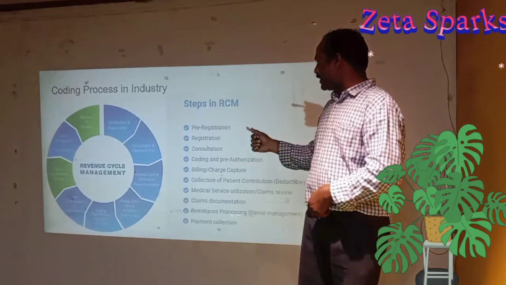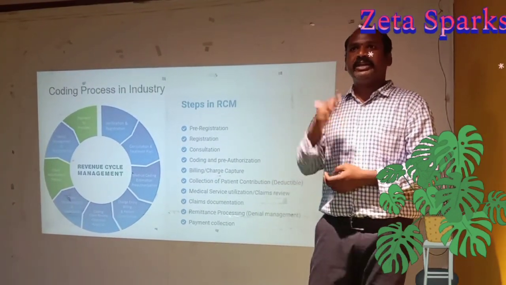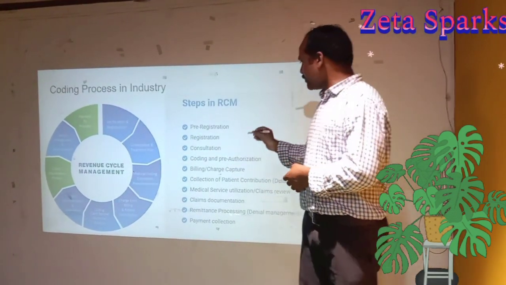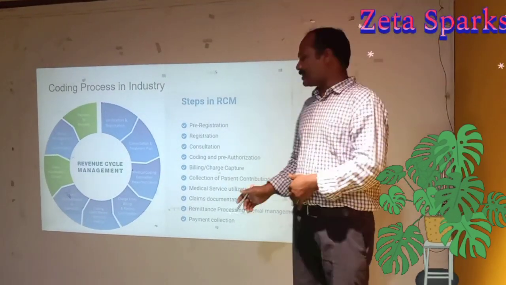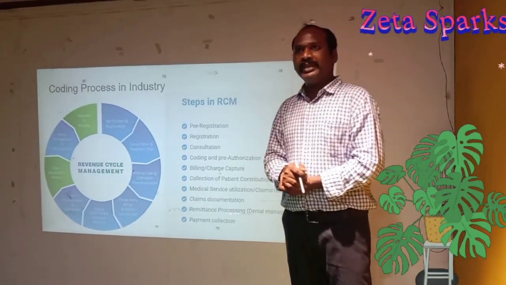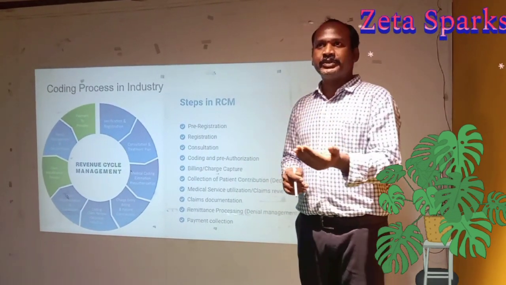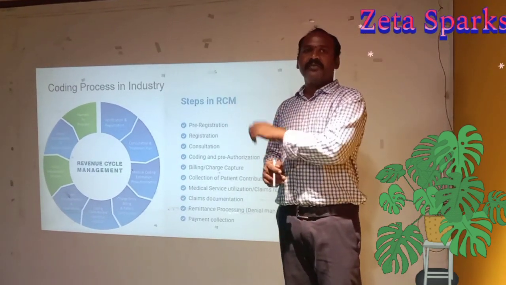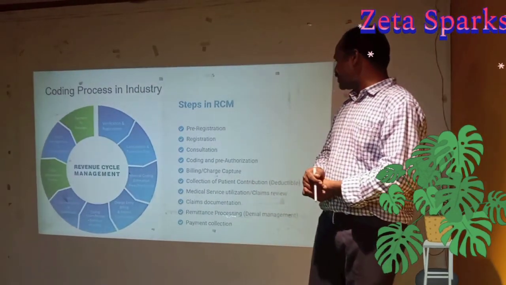Once the coding is completed, they go for the billing. How much amount will be paid for the dental treatment and how much for the surgery, both come under billing. Once the billing is completed, they go for the next section, charge capture. Once the charge capture happens, based upon the insurance, for example a government insurance, there are certain age criteria. Once the age criteria are met, they go for the collection of the patient contribution.